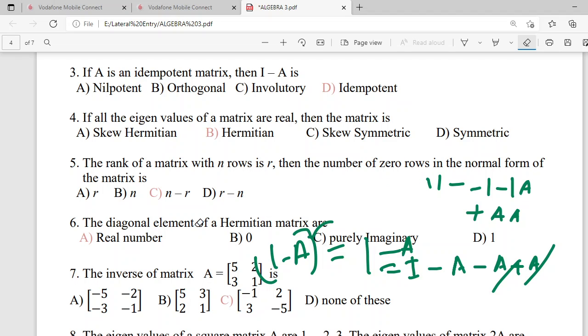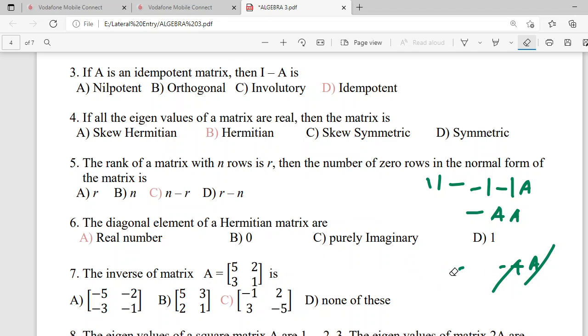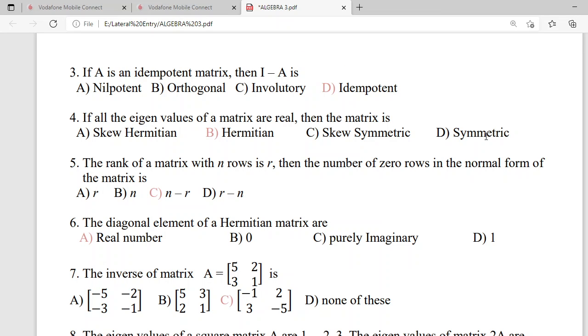Next you see, the eigenvalues of a Hermitian matrix are purely imaginary. When we defined the Hermitian matrix, we mentioned these things. For real eigenvalues, it is for Hermitian and real symmetric. A symmetric matrix may not have real entries, so it must be real symmetric. So we cannot write symmetric here, so our answer is Hermitian.